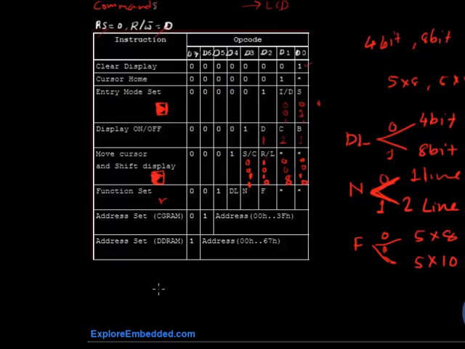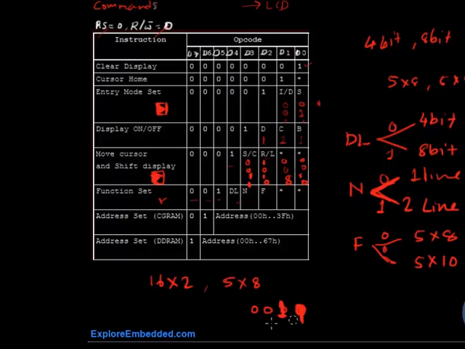Now let us take an example. Say we have a 16 cross 2 LCD as in the demo, and the character font size is 5 cross 8. Now the bit pattern for this would be 0001, and the data bus length, say we have configured it in 4-bit mode, so that would be 0. And the next is the font size. I think I missed a bit here, so let me look again.